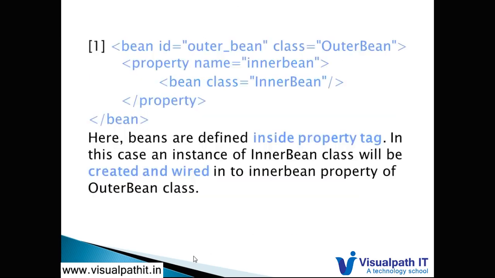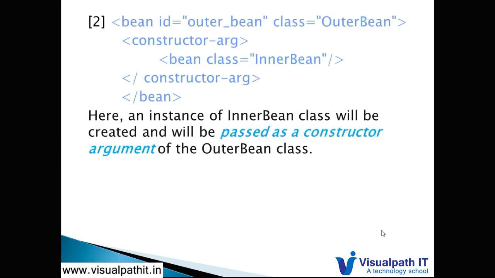The example for the inner bean is: the bean id is equal to outer bean, class is equal to outer bean, property name is equal to inner bean, within which we have the inner bean, bean class is equal to inner bean, which is again bound within the property tag of that particular bean. In this case, an instance of the inner bean class will be created and wired into the inner bean property of the outer bean class. This is the outer bean, this is the inner bean, which is bound within the property of this outer bean class.